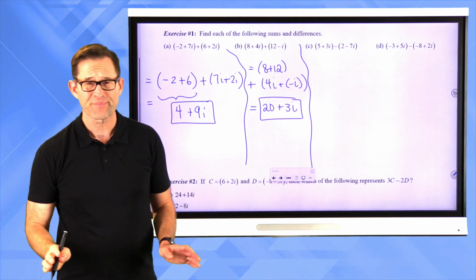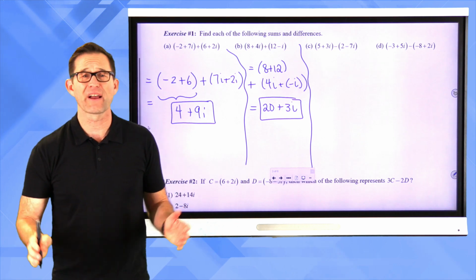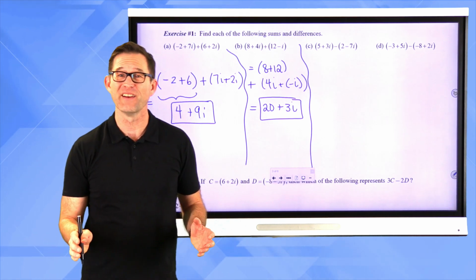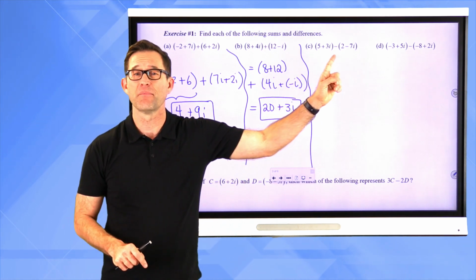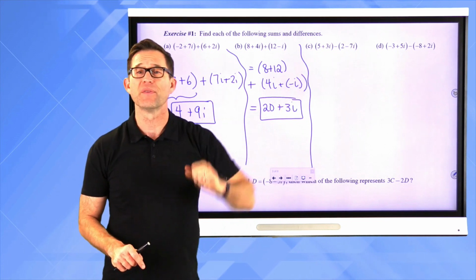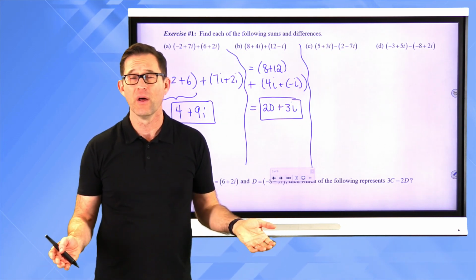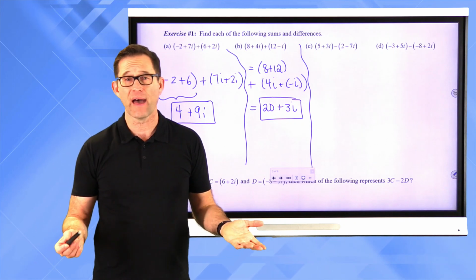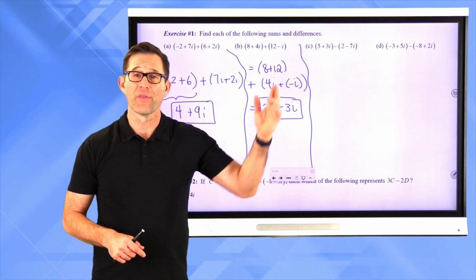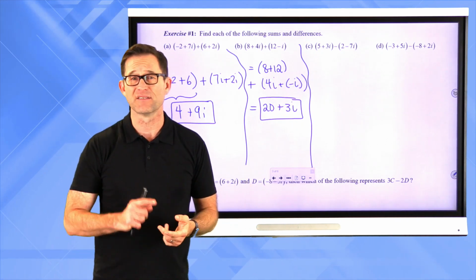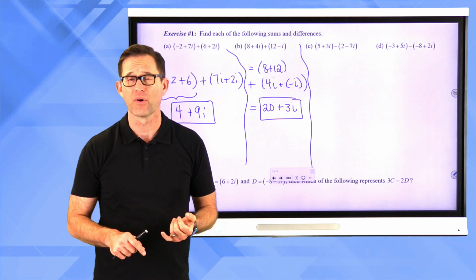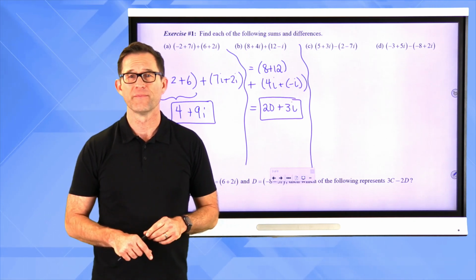Real simple. Now, as always, subtraction is always a little bit more dicey than addition because when you subtract a binomial, you have to distribute the subtraction through the binomial. But again, this is nothing that you haven't done before, except without the i there, you may have had an x, a t, a y, an n, or whatever. Let's take a look at letter C together.